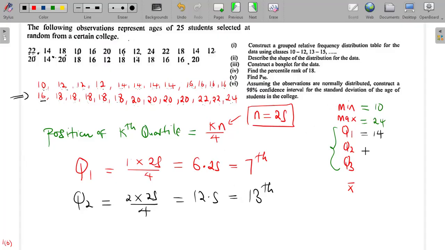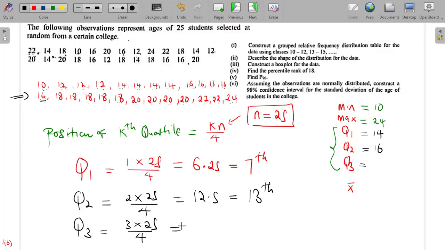That is 16 there. Okay, let me count again. 1, 2, 3, 4, 5, 6, 7, 8, 9, 10, 11, 12, 13. Okay, so I pick this 13th observation, which is 16, and I can now find the position of Q3, which will just be 3 multiplied by 25 divided by 4.